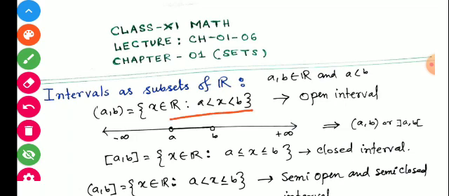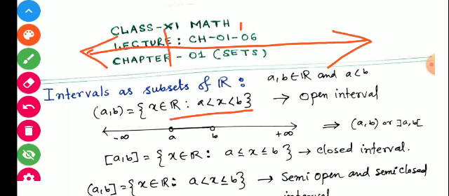If you want to visualize this, we have to draw a number line where a and b are two points. We are talking about the open interval a comma b, of those elements which are between a and b, but a and b are not included in this set.